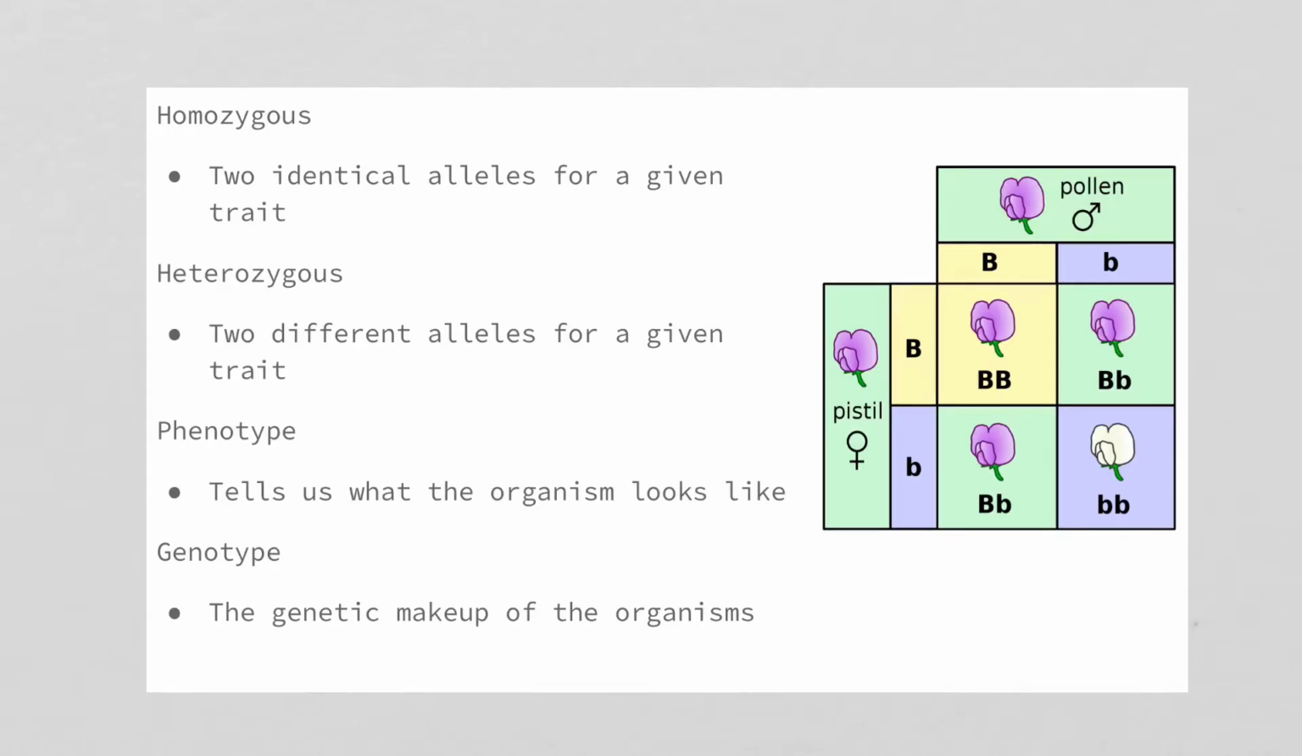So he looked at lots of different traits, and he noticed that when he mated his plants, some of the traits were observed. He was looking at the observations. Those are what we call now the phenotypes. So basically it's what the organism looks like.